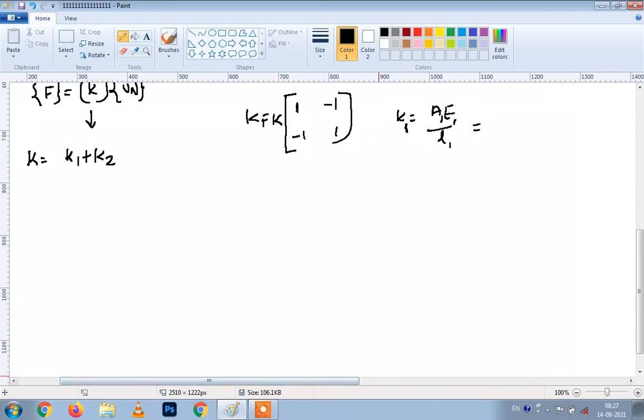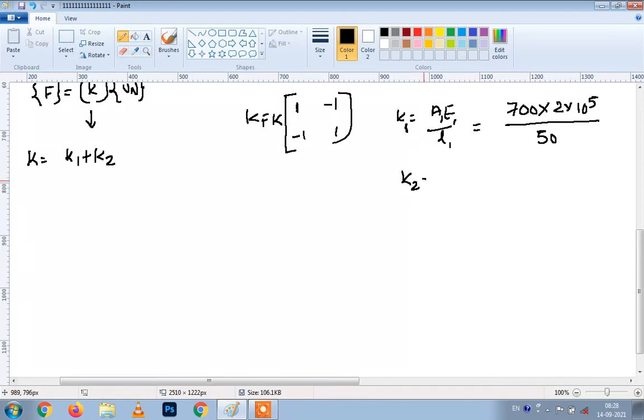The area for the first element, we have just found out, is 700 mm square. So 700 into the value of E, which is given in the numerical. The value of E is 2 into 10 raised to 5, divided by L1, the length of the first element.